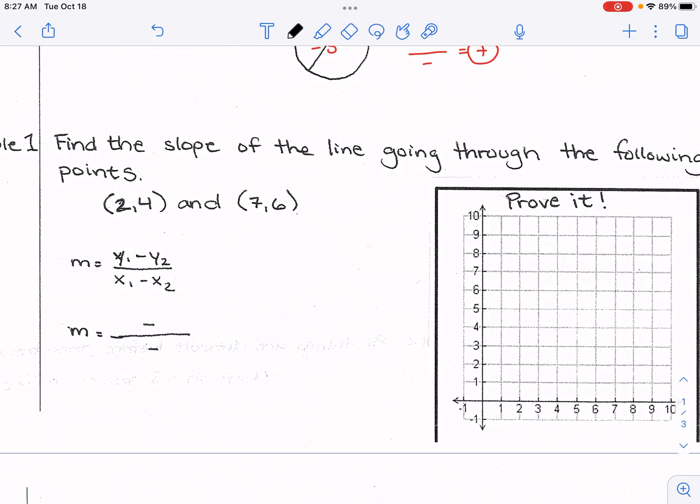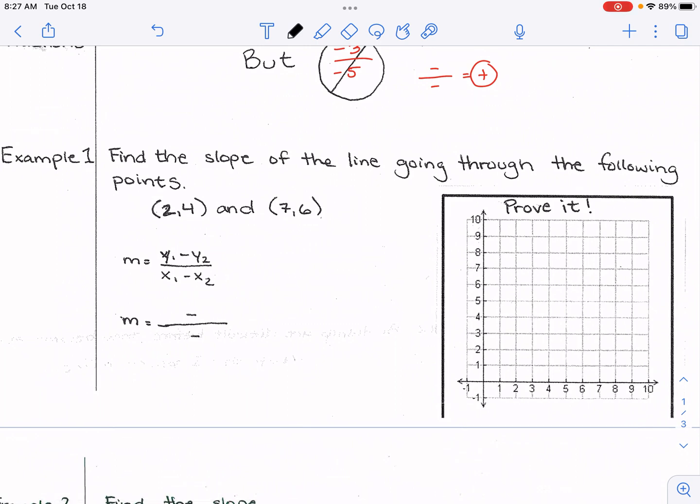Find the slope of the line through the following. We're going to graph this first to prove it. Or actually, we'll do this second. But we have 2 points, (2, 4) and (7, 6). Okay, we're starting with positive values to start off easy here.